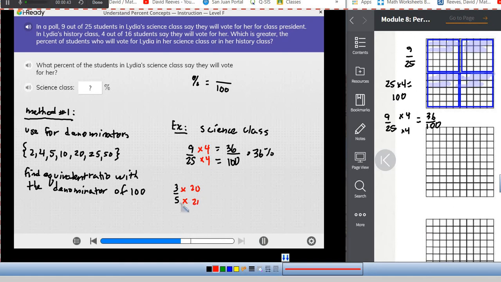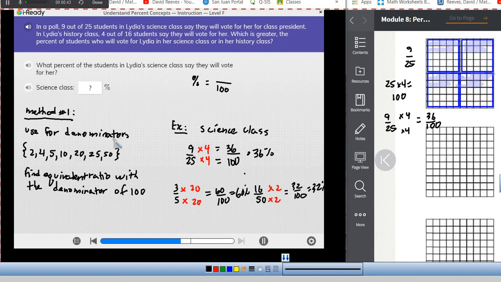For example, if I had 3/5, then I could multiply both of those by 20, because 5 times 20 is 100, and I would get 60 over 100, which would be 60%. If I had, let's say, 16 over 50, I could say, okay, well, 50 goes into 100 2 times, and I would get 32 over 100. Sorry, this is 60%, and this would be 32%.